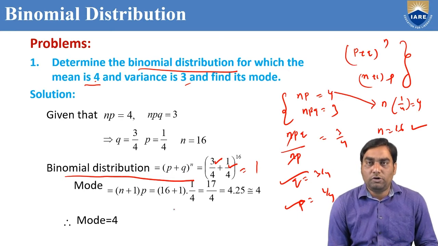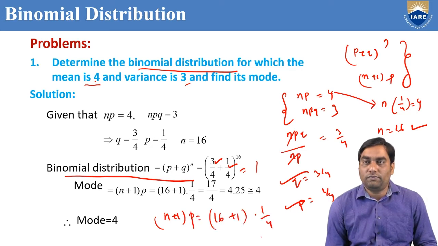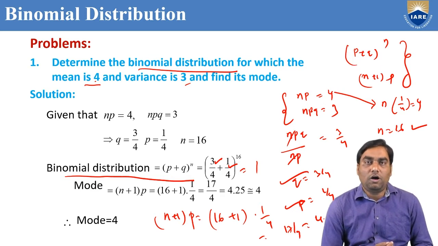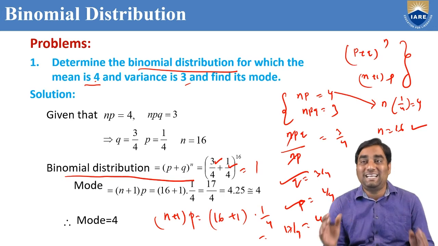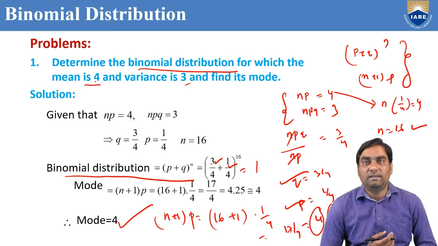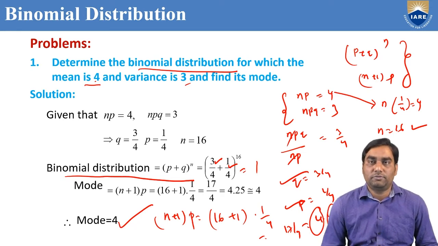Similarly, mode equal to (n plus 1) into p. That means n equal to 16, plus 1, into p which is 1 by 4. That is 17 by 4, that means 4.25. It is not an integer. If it is not an integer, how to find the mode? Only the integral part. This is the integral part, this is the decimal part. You take only the integral part, that is 4. So mode equal to 4. Like this, we need to solve the problems on binomial distribution.